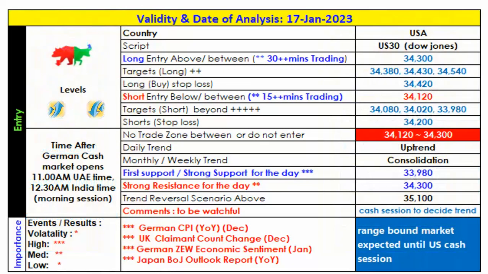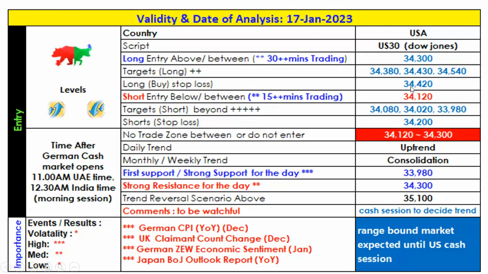So the USA Dow Jones, 34,300 is the current level for the day. The targets can be 380, 430, and 540. It can go beyond that. Let's see how it's going to work out today. But I'm expecting 300 to 500 points of movement, in case I'm seeing, after a retracement if the market comes down up to 34,100.